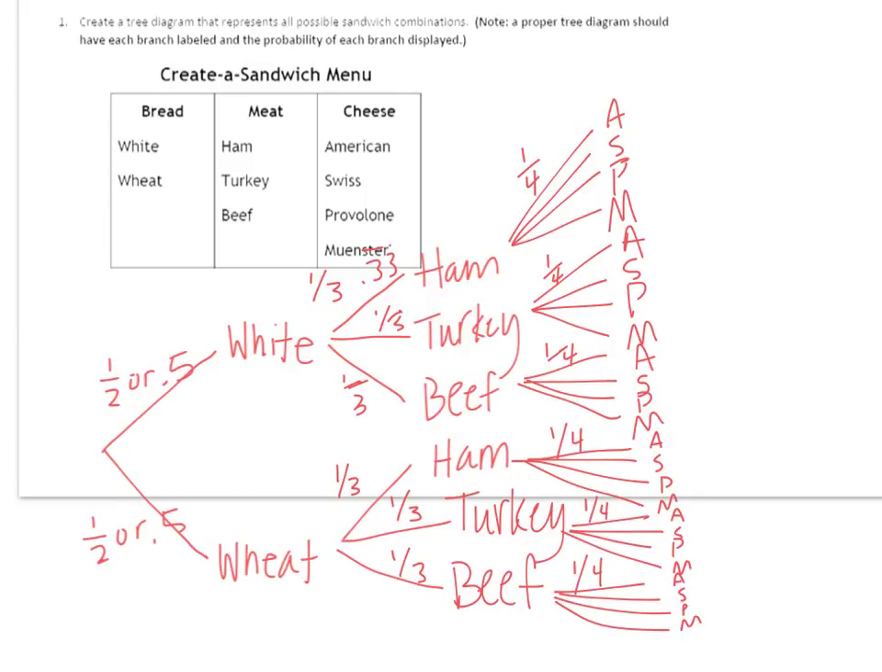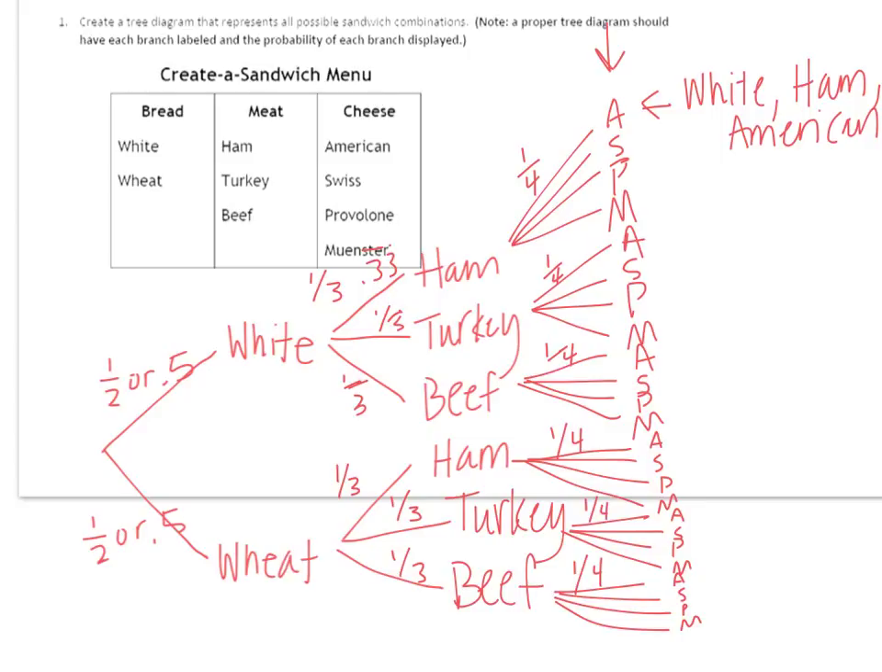So, not only do we have every branch and the probability of each branch displayed, but now if you look along the very last column, those are all your total possible outcomes. So like this little dude right here, that represents a sandwich with white bread, ham, and American cheese. Because you would follow the path from the very beginning that goes white, ham, and American. So that's your top path.